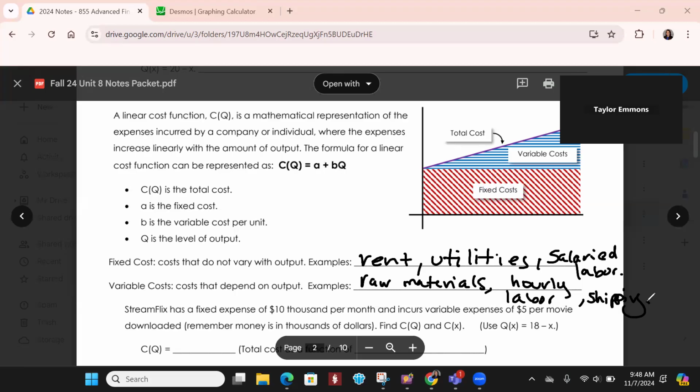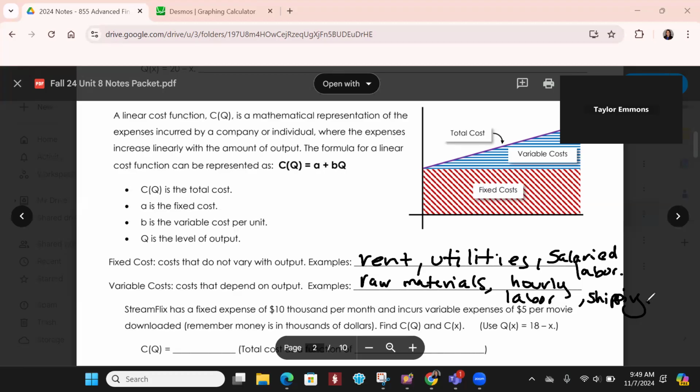Streamflix has a fixed expense of $10,000 per month, and incurs variable expenses of $5 per movie downloaded. Remember, the money is in thousands of dollars. Find C of Q and C of X. So use Q of X equals 18 minus X.